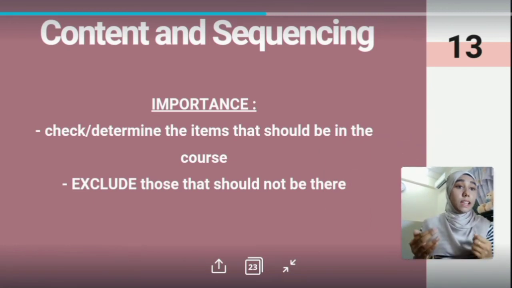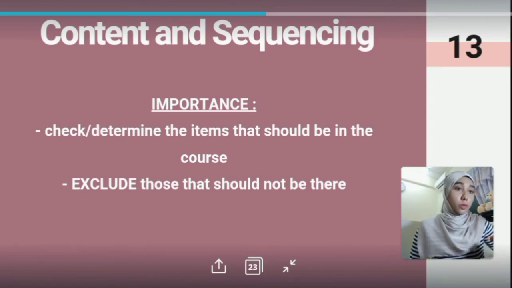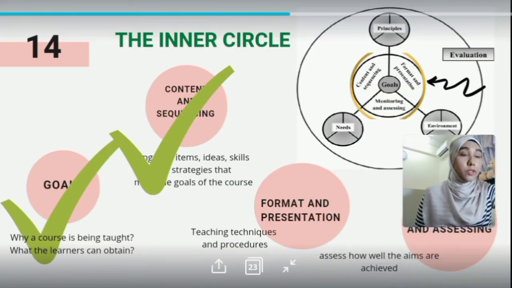For instance, if in the vocabulary list of a content for standard 6 students, there's a word that is maybe too advanced for the standard 6 students to understand, we can definitely exclude those, which is why content and sequencing is really important in language curriculum design.